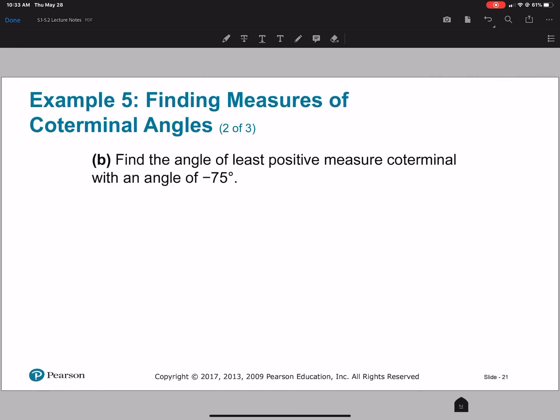So let's look at this problem. It said find the least positive coterminal angle. Now, with this, I'm going to go ahead and draw my plane. And I know from this way, I'm actually going this direction. And I don't even make it to the line, right? So therefore, I need to go in another way.